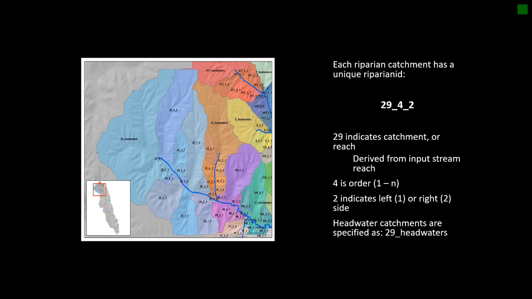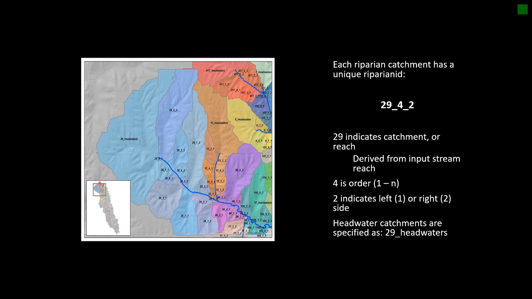Each riparian catchment is going to carry a unique ID, and that field is called the riparian ID. The first number in this ID indicates the catchment or reach it is associated with, so you can connect these catchments back to your stream reach.